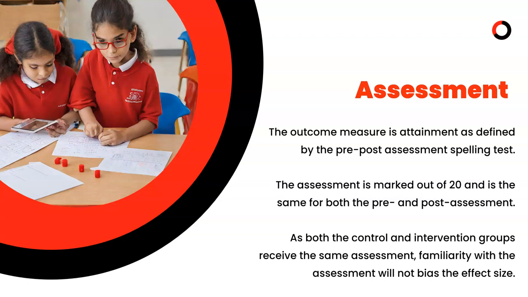So a quick recap on the assessment. The outcome measure is attainment as defined by the pre and post spelling test. The assessment is marked out of 20 and is the same for both the pre and the post. And as both the control and the intervention groups receive the same assessment, familiarity with this should not bias the effect size.